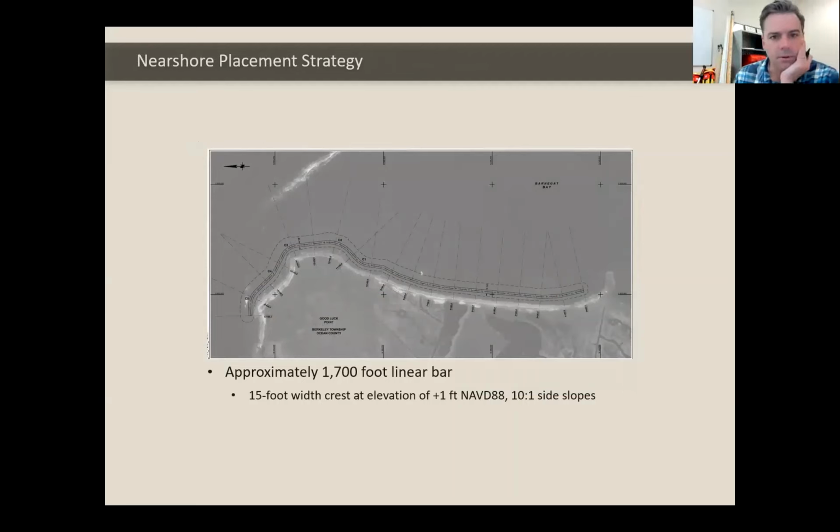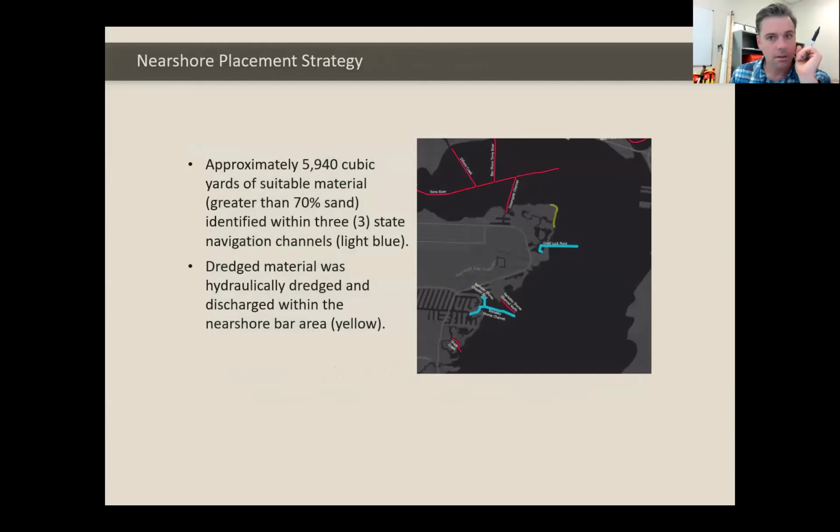And with the hydraulic placement, they attempted to achieve this design. So they did about 6,000 yards, as Scott had said, 70% sand. It was hydraulically dredged from these channels that are highlighted in blue.